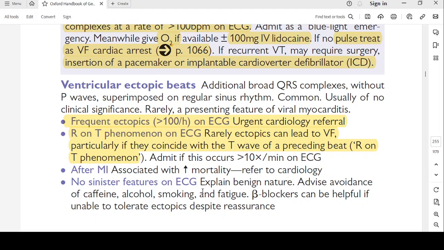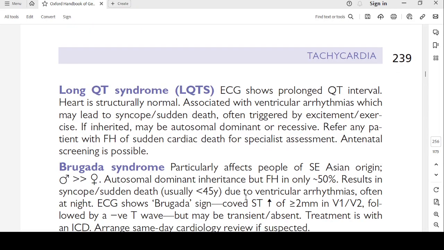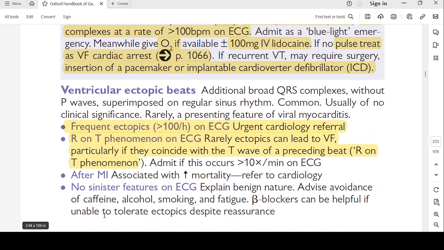If there are no sinister features on ECG, explain the benign nature. Advise avoidance of caffeine, alcohol, smoking, and fatigue. Beta blockers can be helpful if the patient is unable to tolerate ectopics despite reassurance.